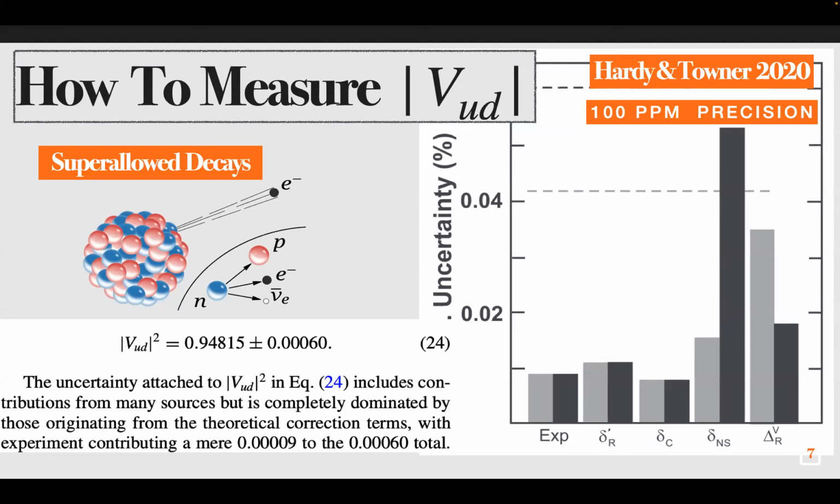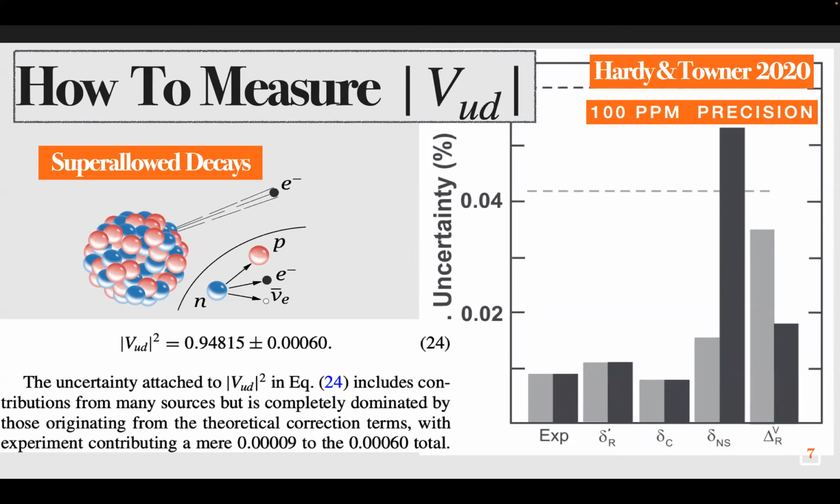However, just to give you an idea of at least what the community expects in terms of precision, the extraction of V_ud is at 600 parts per million. That's what's claimed in this Hardy and Towner paper. The error budget is plotted on the right here. And the part that I'm going to talk about is this piece, which is down at about 100 parts per million precision, so 10 to the negative 4.